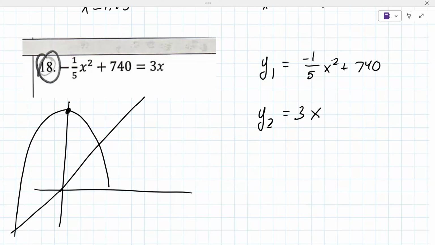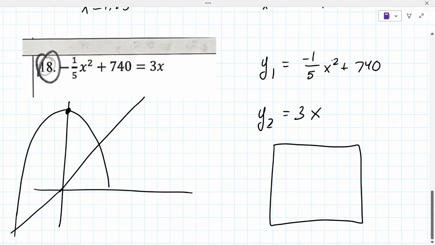When you're in your calculator, it's not very intuitive. It's not like our phones where we can just touch screen them, and you've got to figure this out. So we're going to go up to 1,000 on the Y and down to minus 1,000 on the Y, and then on the X, let's go 200 and minus 200.